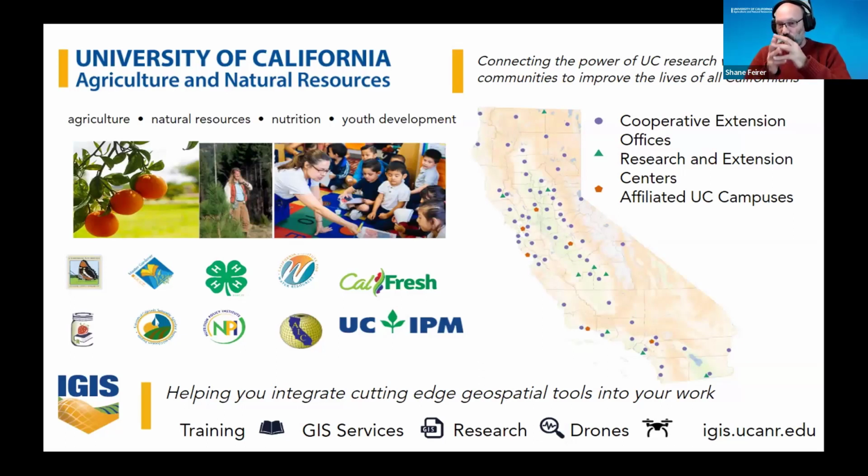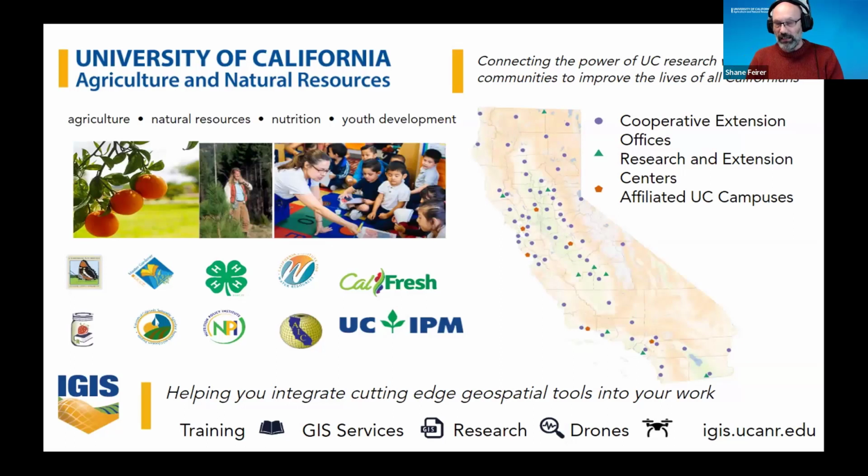This really shows where we work around the state. We have people at almost every campus in the University of California system. We have advisors as well as staff in every county except for Alpine County. And then we have research extension centers, which are pieces of property set aside for either natural resource research or agricultural research around the state as well. So we have a really broad base of people scattered throughout the state of California, providing support to everyday Californians.